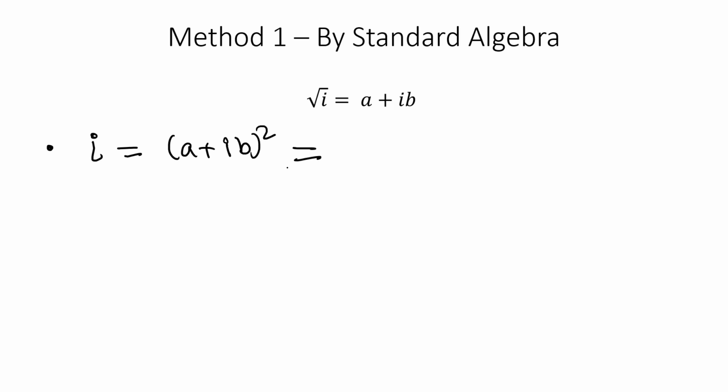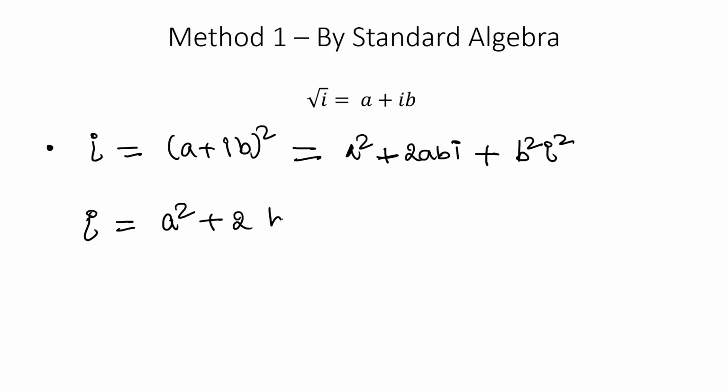If we use the simple formula to square it, we get the square of the first term, a square, plus twice the product of both terms, 2ab into i, and the last term is the square of the second term, that is b square multiplied by i square. We already know that i square is negative 1, so we get i equals a square plus 2ab into i minus b square.